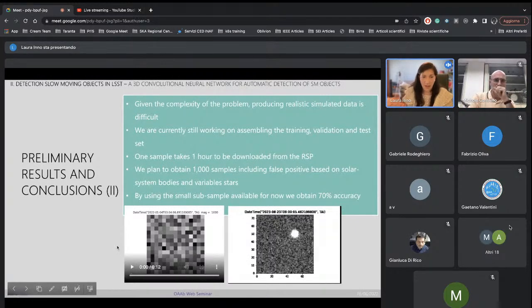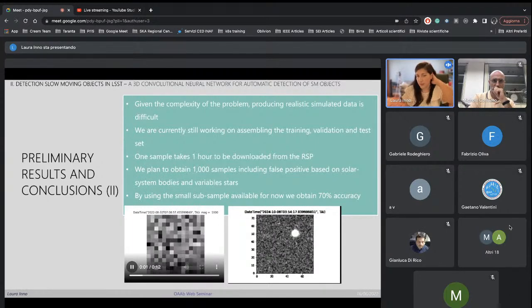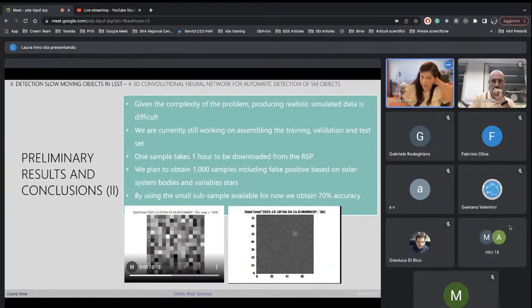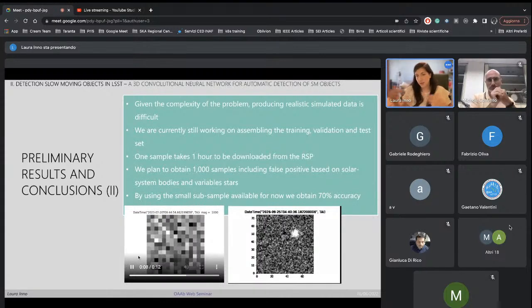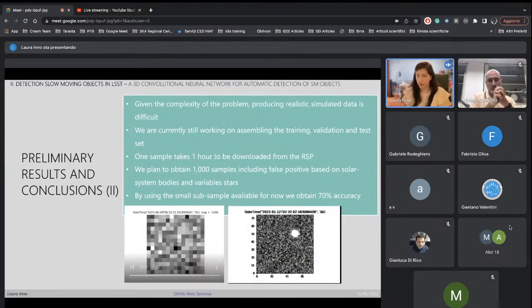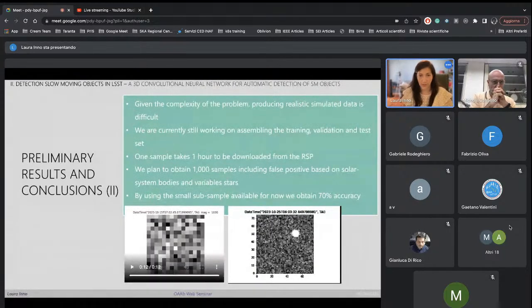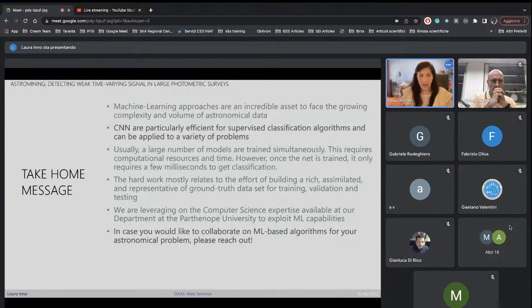And for now, using the small subsample that we assembled so far, we get 70% accuracy, but many of the cases in which we have misclassification is because the object is going in and out from the frame. So that's something we have to fix. And that's it for the second project.